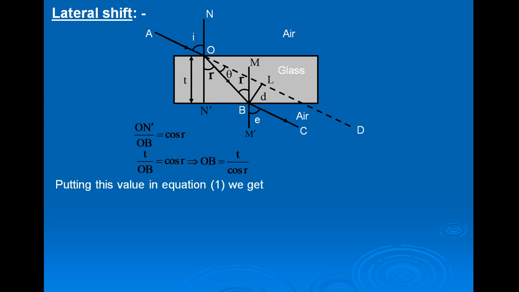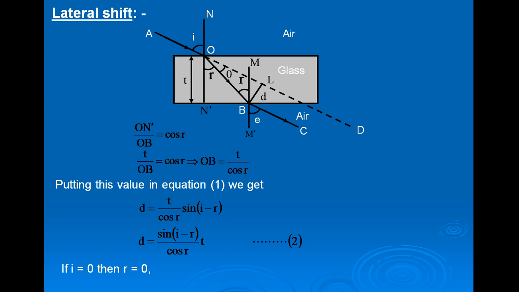Putting this value in equation 1, we get D is equal to 1 upon cos R into T into sine (I minus R), or D is equal to T upon cos R into sin (I minus R), or D is equal to sin (I minus R) upon cos R into T. Put this as equation number 2.